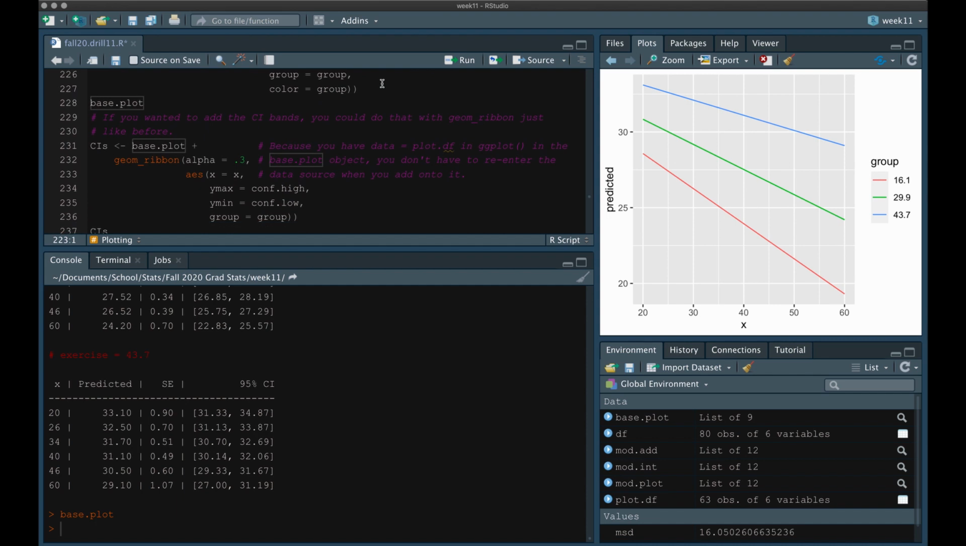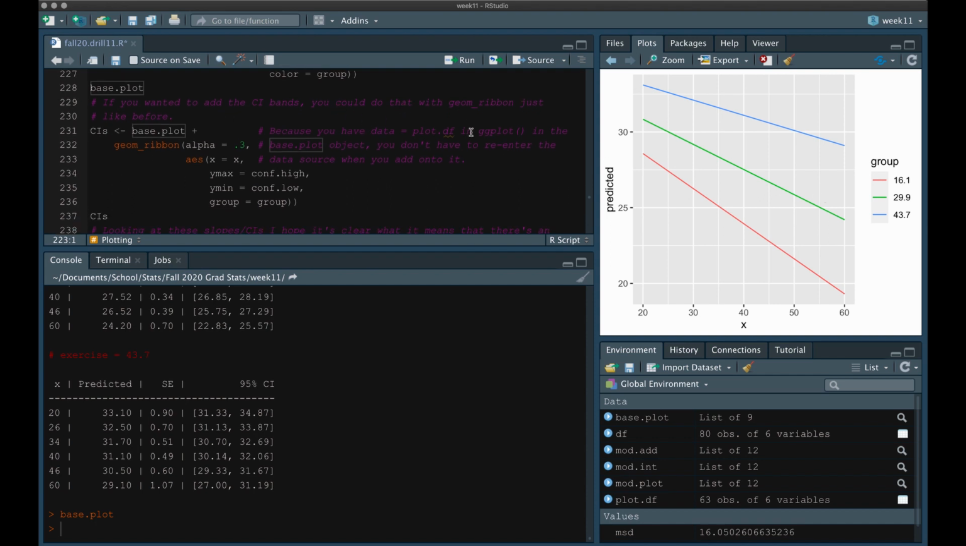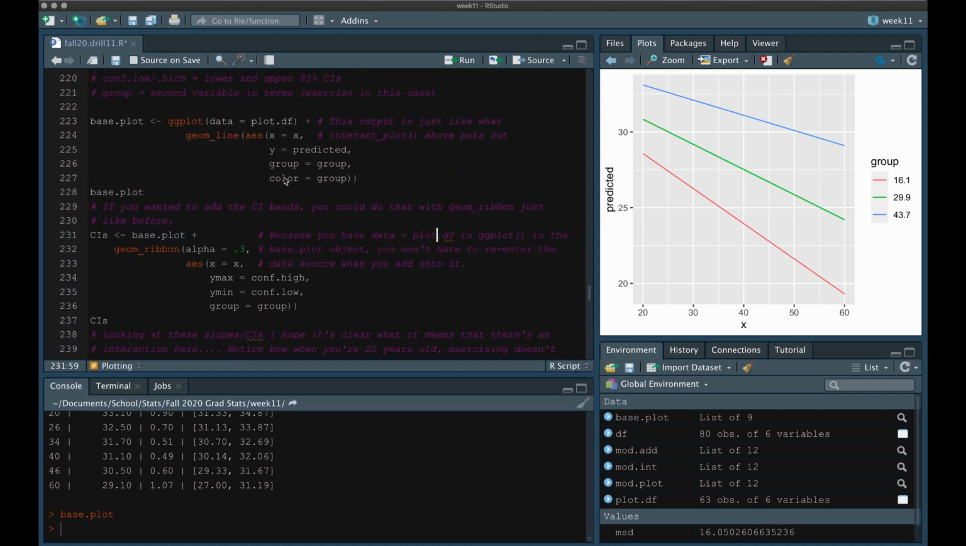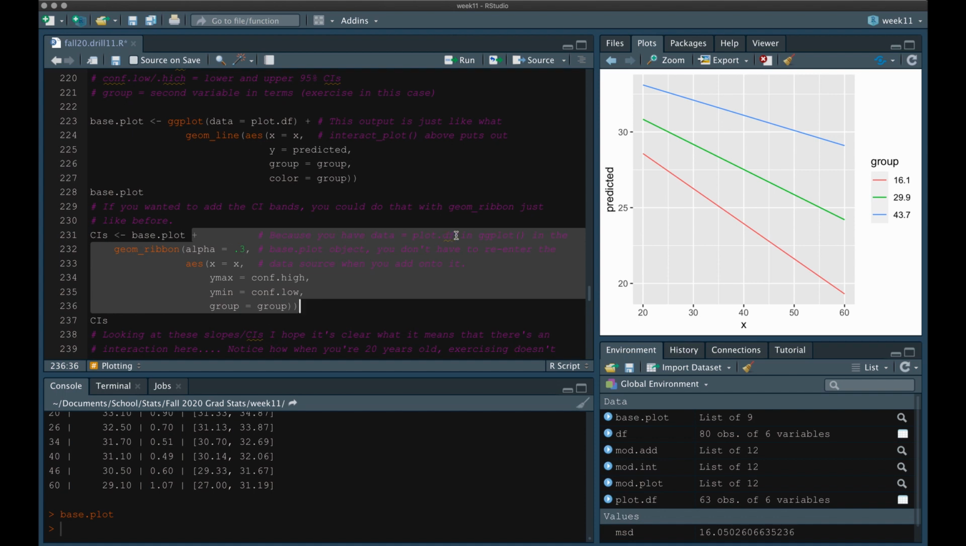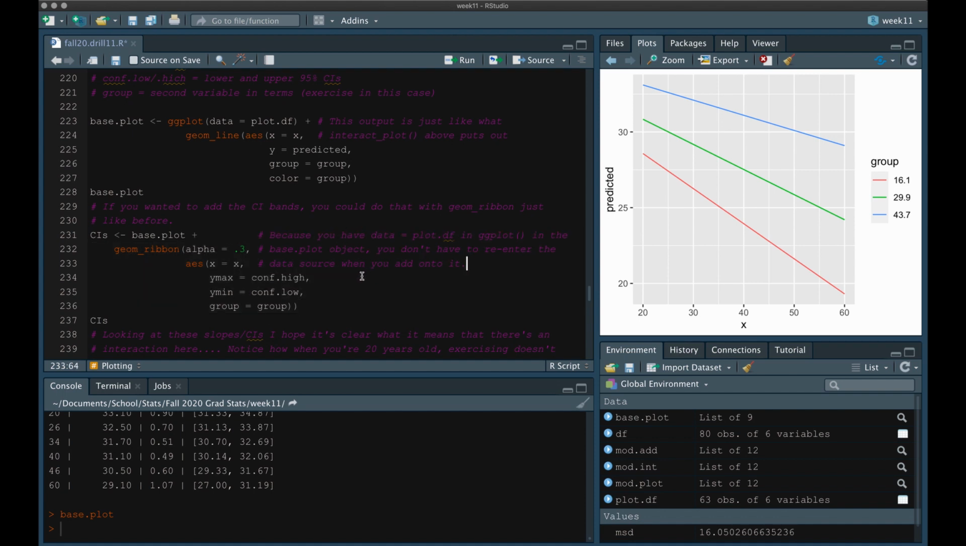If you want to add the confidence interval bands beyond just having the lines, then you could use geom ribbon just like we did before. So now I'm taking this base plot that we created right here, and since the data, plot df, is in the base plot, we just take base plot and add more to it. We don't have to re-enter the data source. So we just take base plot, and we add a geom ribbon, and I tell it alpha equals 0.3. I'll show you why if you're still not tracking on what alpha means.